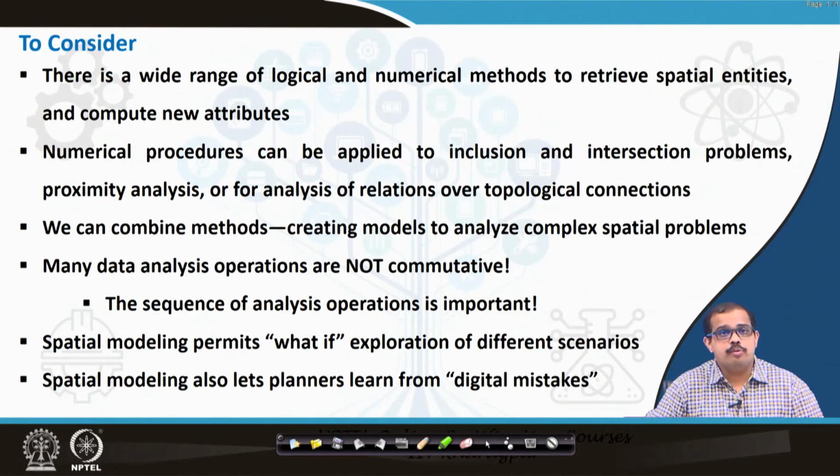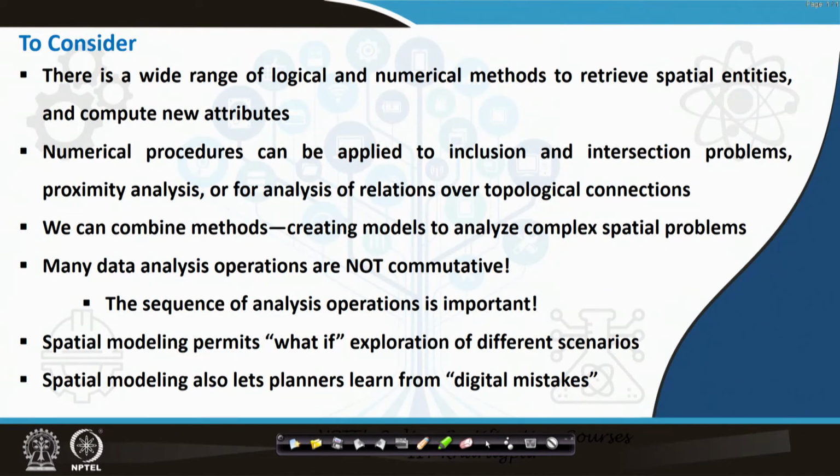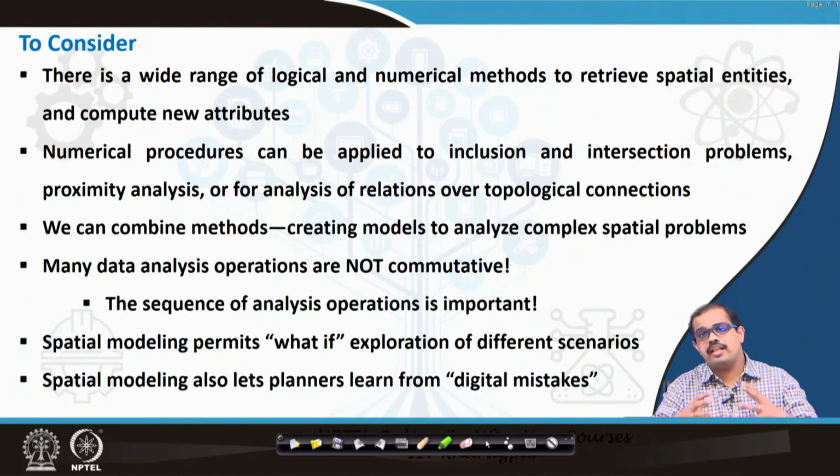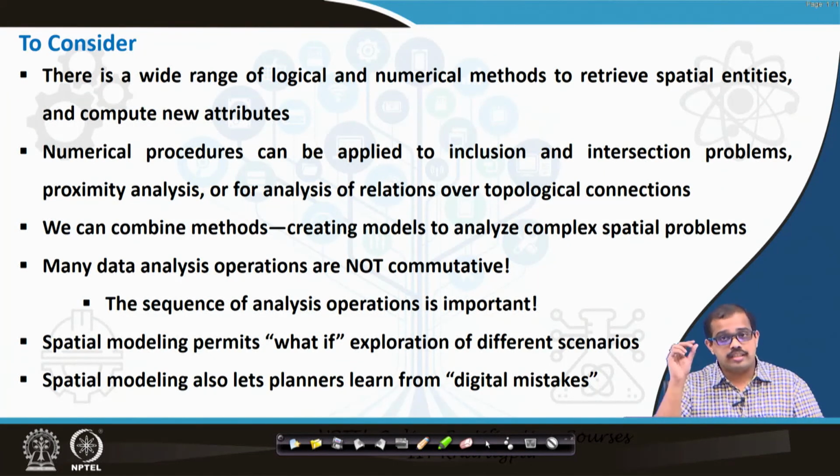Then numerical procedures can be applied to inclusion and intersection problems, proximity analysis, or analysis of relations over topological connections. When you are looking at these topological connectors, it is extremely important to analyze what kind of relations are there. Most people try to utilize the way the analysis is done, but they do not ever think about what topological connections exist. It may be a non-existence all throughout the period. But look at the entire topological connections and then derive what spatial relationships are there.